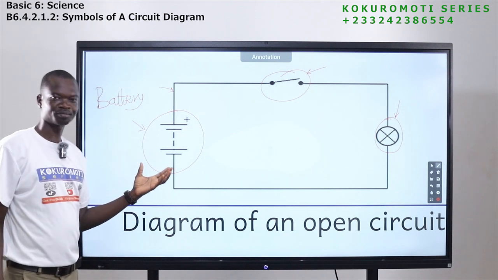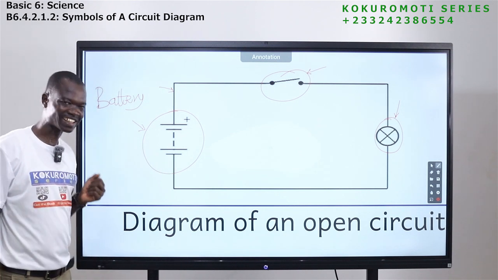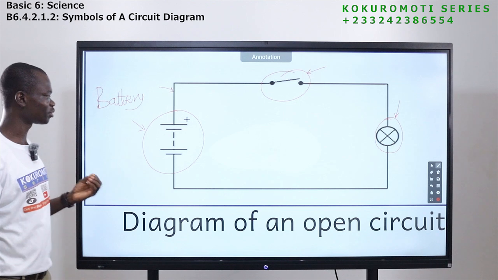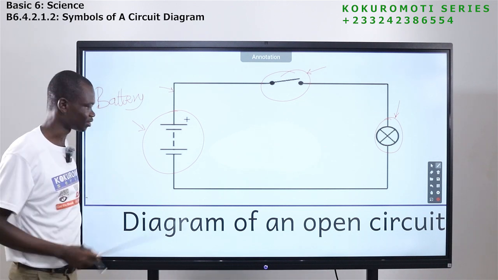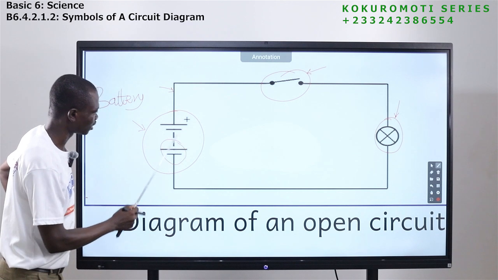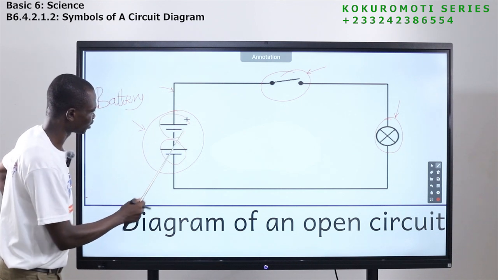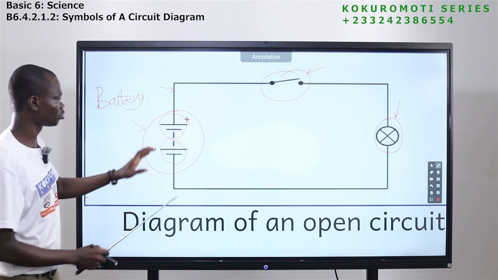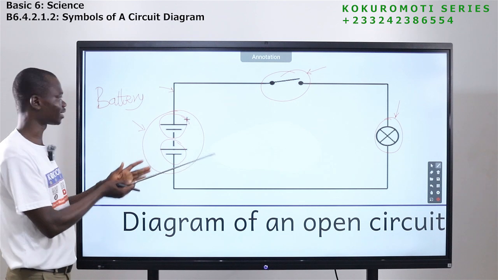Why is it a battery? Not a dry cell. It is a battery because it has two dry cells. So look at one dry cell here. This is one dry cell, and this is another dry cell. So you see two dry cells that have been connected.